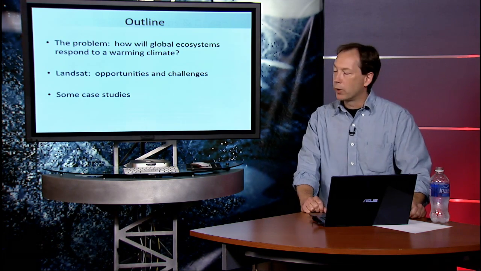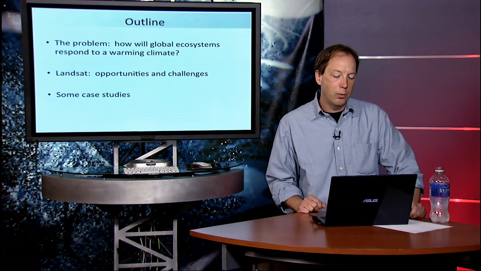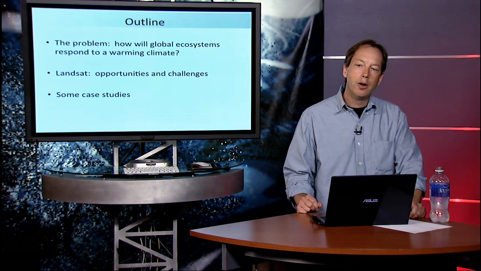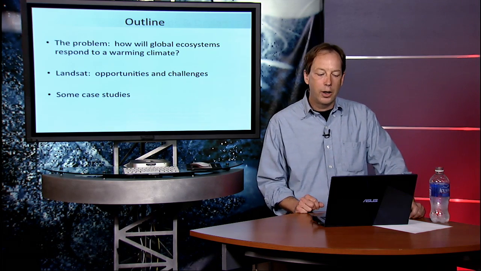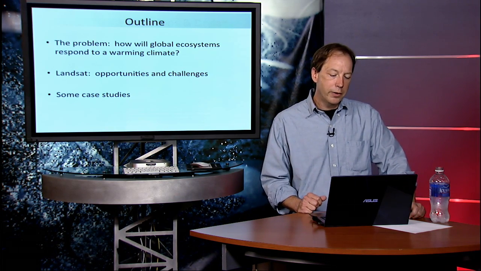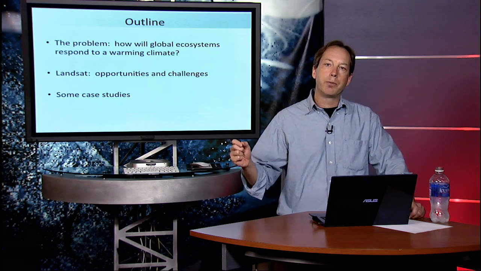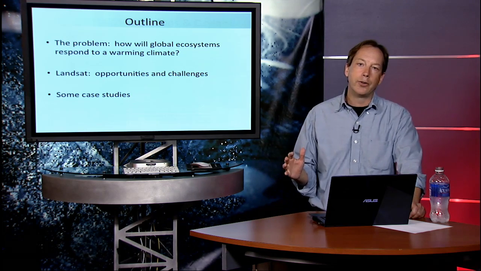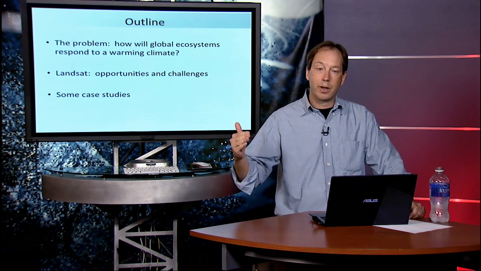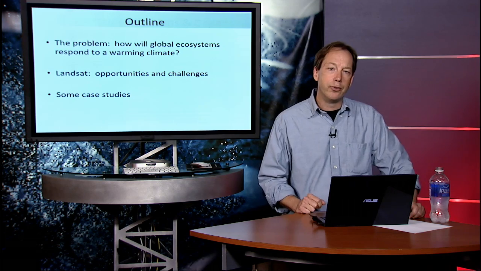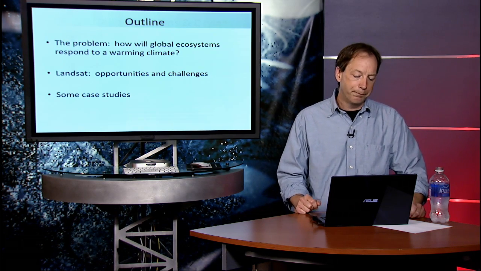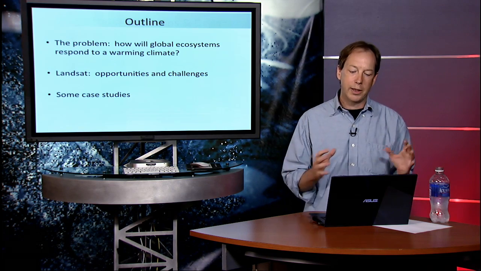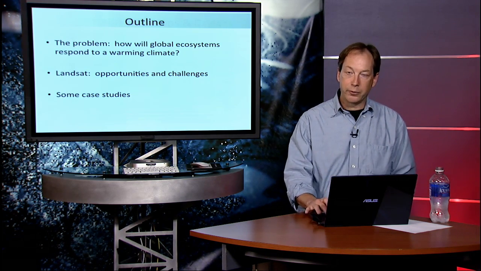So this is an outline of what I'm going to be talking about today. We'll start with the big picture, which is to understand how global ecosystems are going to change over the next 100 to 200 years under a warming climate. We're then going to switch gears a little bit and talk about the Landsat program itself, some of the technologies involved, some of the opportunities that Landsat provides for looking at long-term impacts of climate change, and also some of the challenges involved in producing long-term data records. And then finally, we're going to wrap up by looking at some case studies from around the globe where people have applied the satellite data record to gain new understanding.